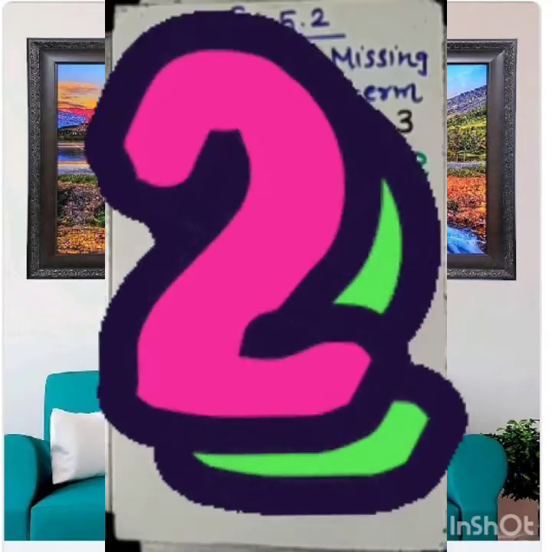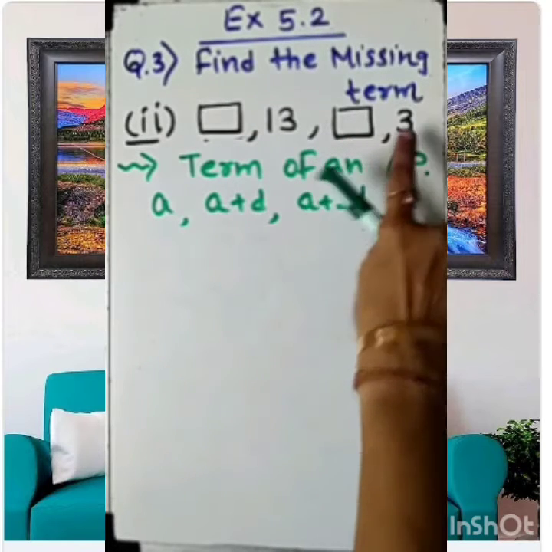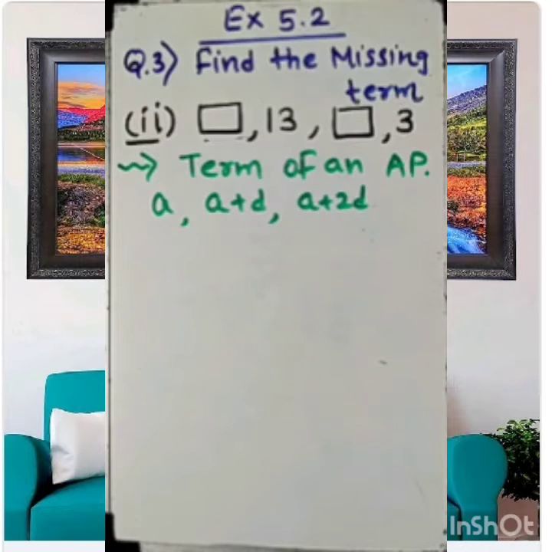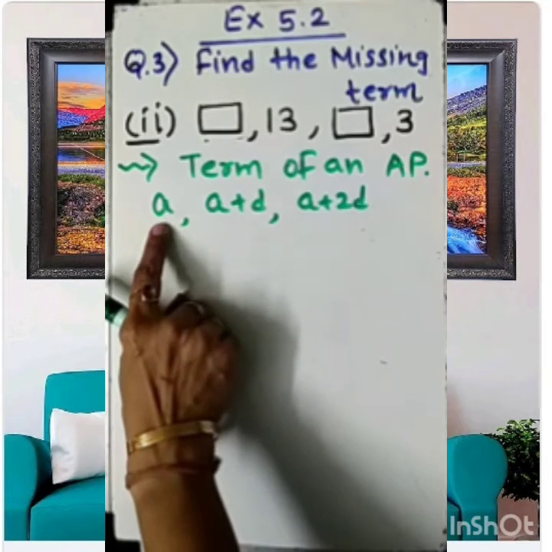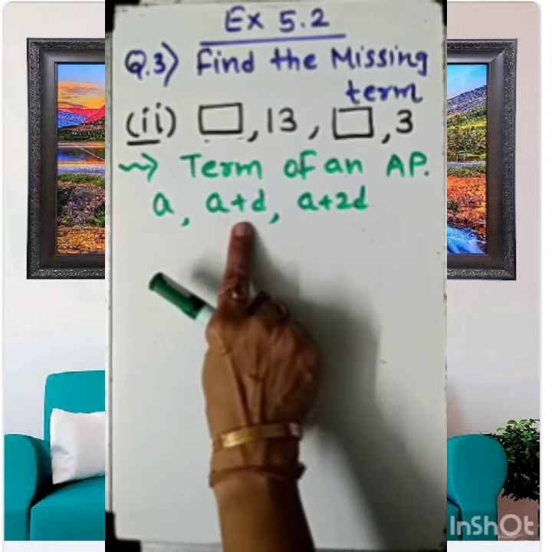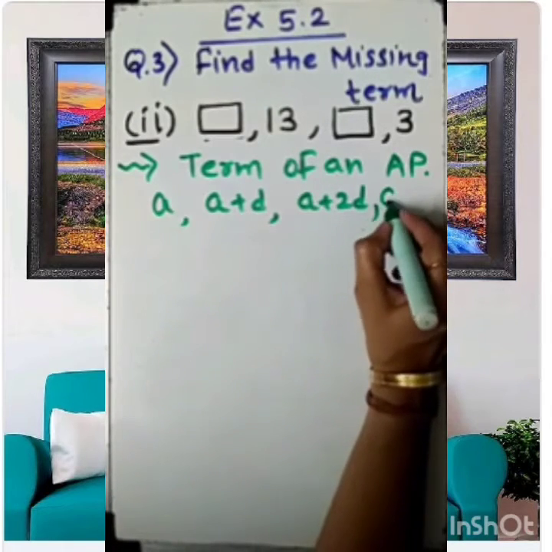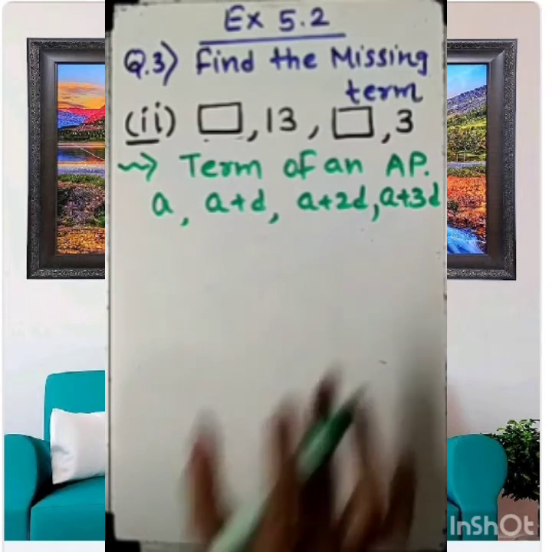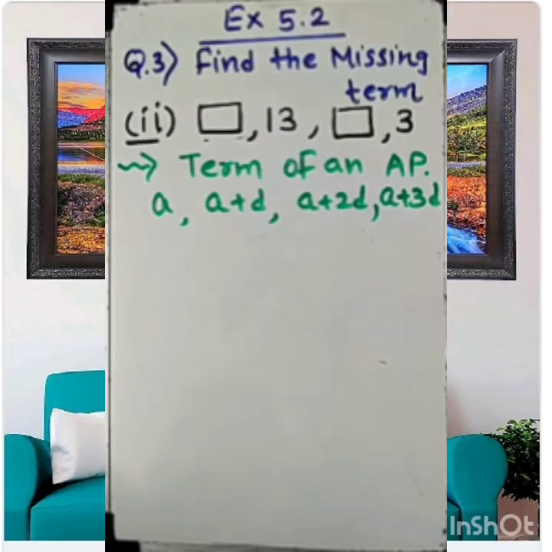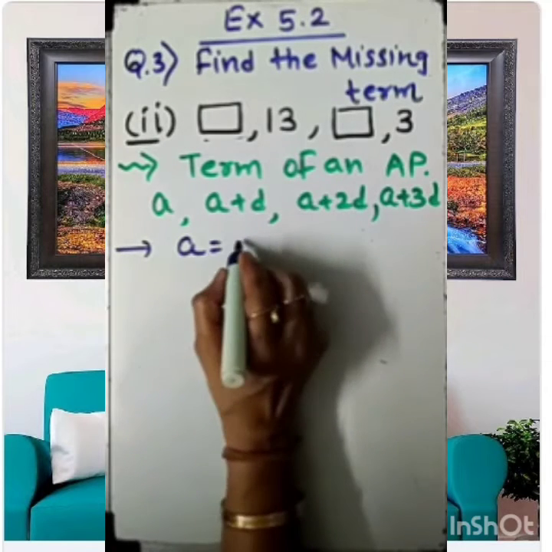So, my dear student, here the second one is blank, then 13, blank, then 3. In total, 4 terms are given. The terms of an AP we generally define by the first term a, second term a plus d, third term a plus 2d, and of course the fourth term will be a plus 3d, and so on. But here, as we are discussing only the first four terms, first a is blank, which we do not know. So let it be as it is.